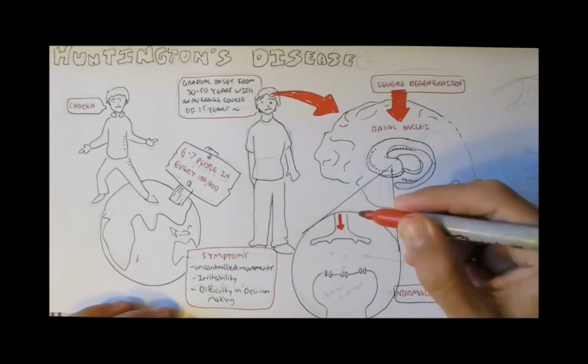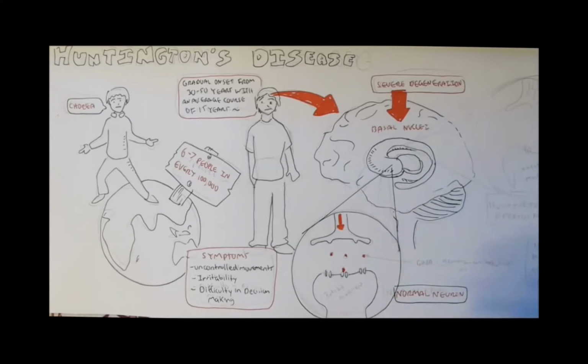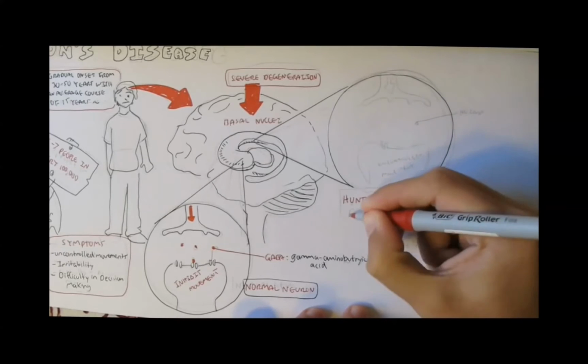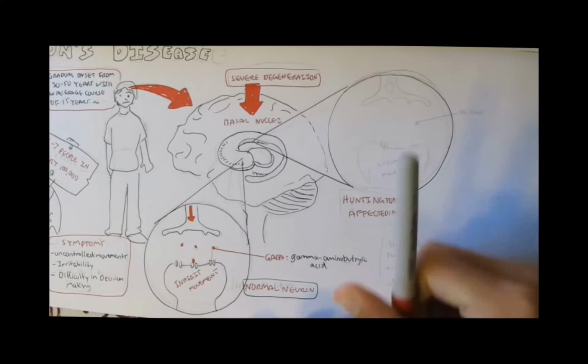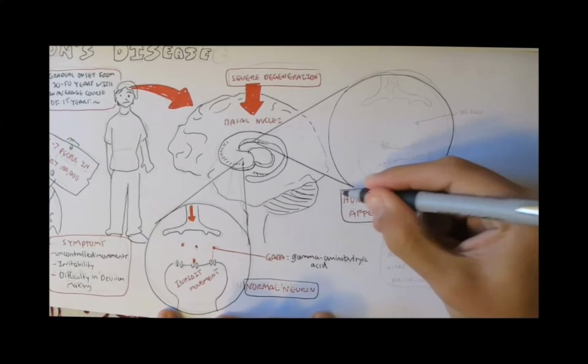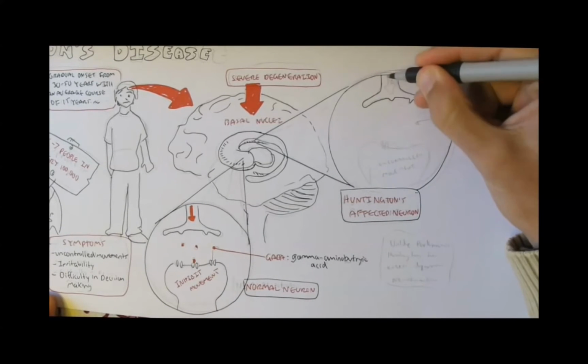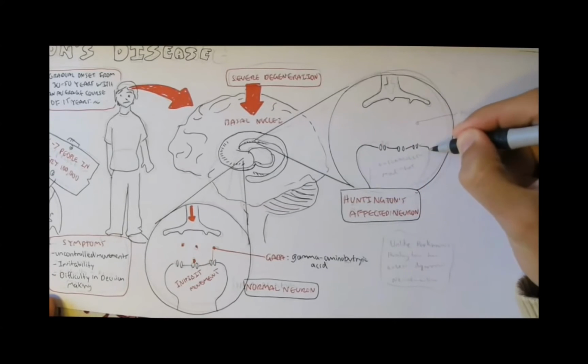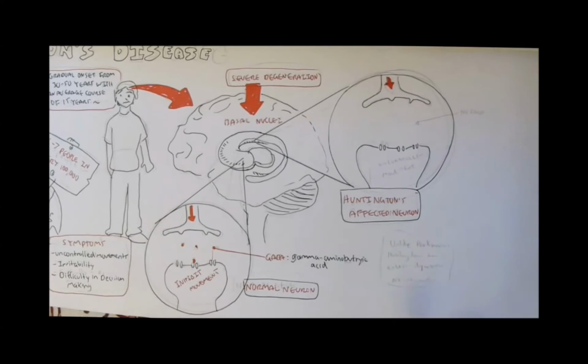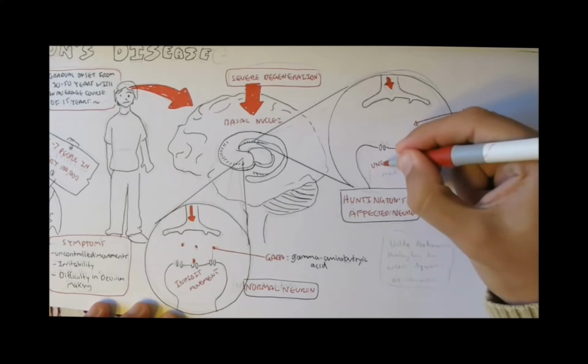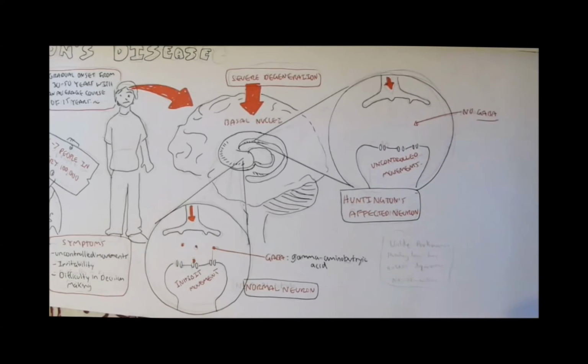Now, in a normal brain, GABA is secreted, which will basically prevent movement. So, for example, if you want to stop your arm, your cells secrete GABA. GABA stands for gamma-aminobutyric acid. Now, in a Huntington's disease-affected neuron, there is degeneration of neurons which secrete GABA, which causes uncontrolled movements because there's no GABA to stop movements.